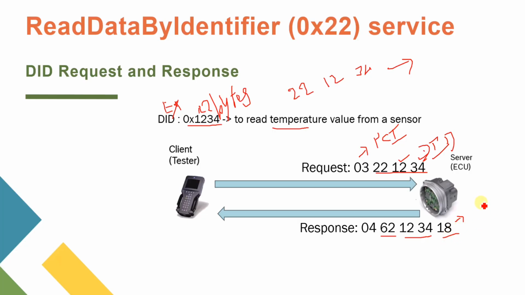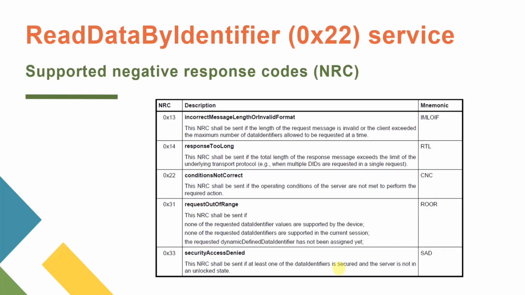18 in hex is 24 in decimal, so it means the temperature we are reading will be in degrees Celsius. The moment you receive 18, it is nothing but the decimal value in degrees Celsius. I asked what the temperature is, and the server is giving back, hey, it is currently 27 degrees Celsius. So this is, as usual, the PCI length, 4 bytes overall if you count all these bytes. This is how the communication will happen between the client and the server using the Read Data By Identifier service.